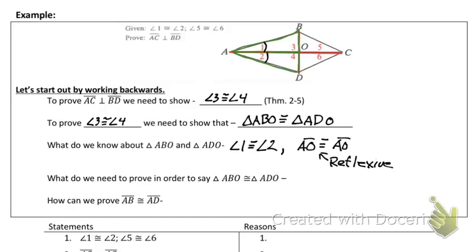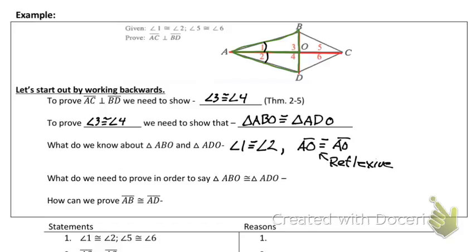What else do I need to prove that those two triangles are congruent? If I have an angle and a side, I need another angle. The reason we might not go to the other angle is that if I could prove these two things were congruent, I wouldn't even need to do the proof.